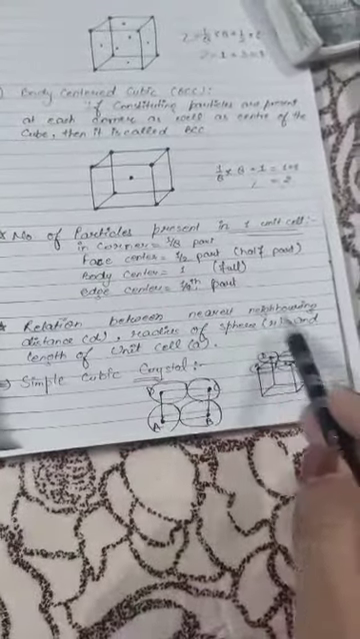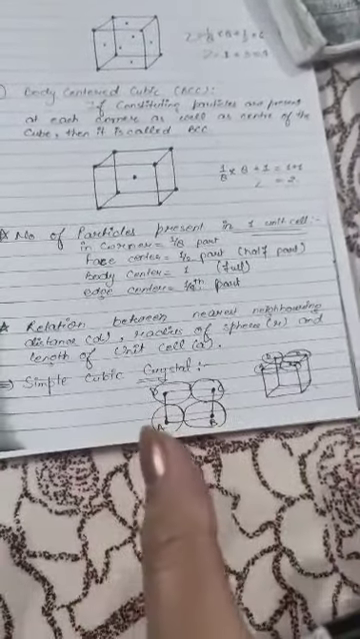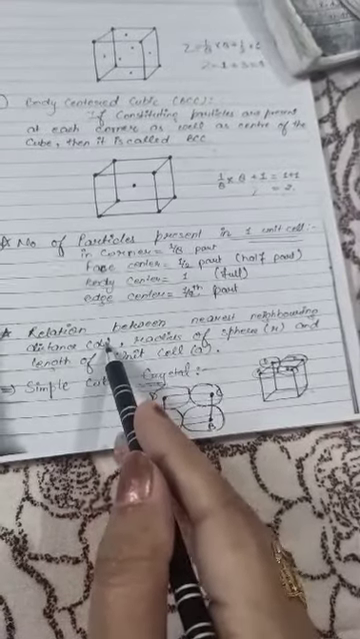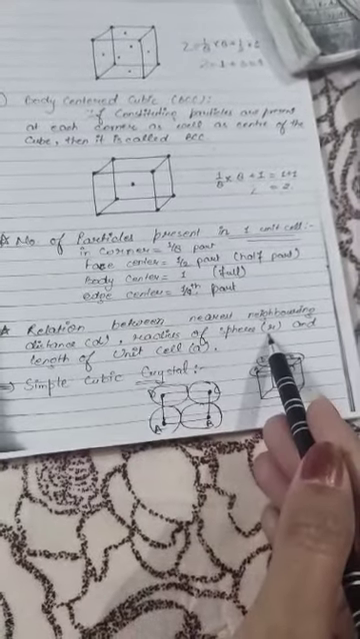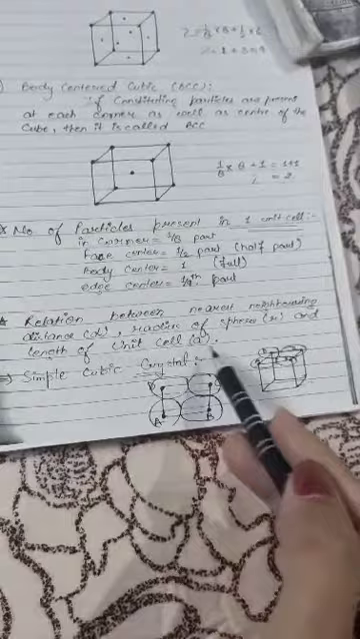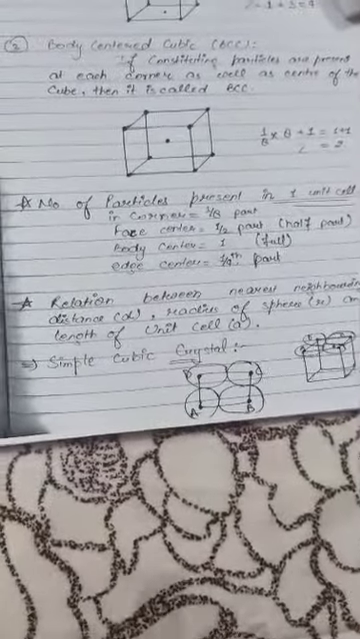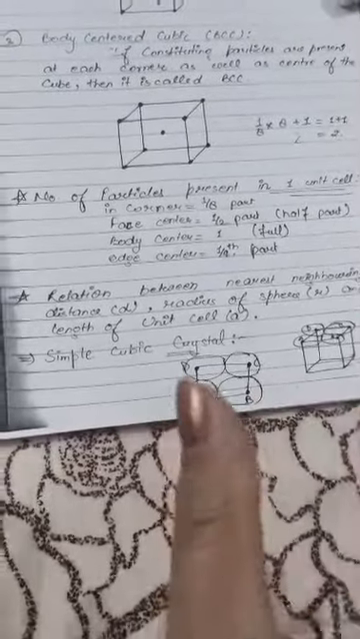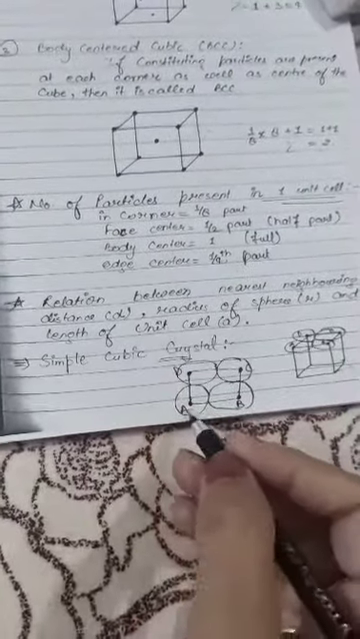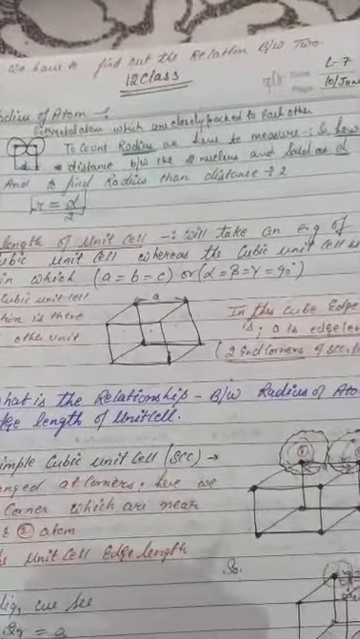I said we are going to start with the relation between nearest neighboring distance. The neighboring distance we have taken as d, the radius of a sphere we have taken as r, and the length of the unit cell we have taken as a. Understood till here? Now, we have taken one unit cell and given it the name ABCD. Okay, we are saying it is the edge length.